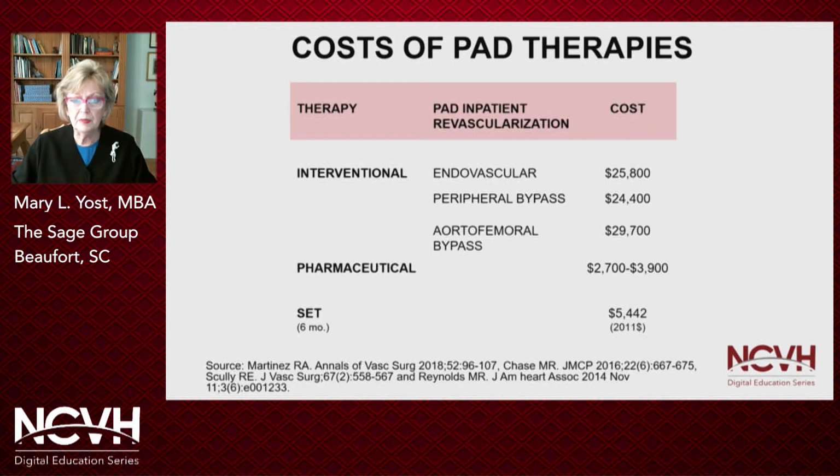Looking at costs of different PAD therapies, we have the interventional therapies, we have endovascular, inpatient costs around $26,000. Looking at bypass, the different kinds of bypass between $24,000 and $30,000. Pharmaceutical therapy costs $2,700 to $3,900, and supervised exercise therapy costs $5,400.